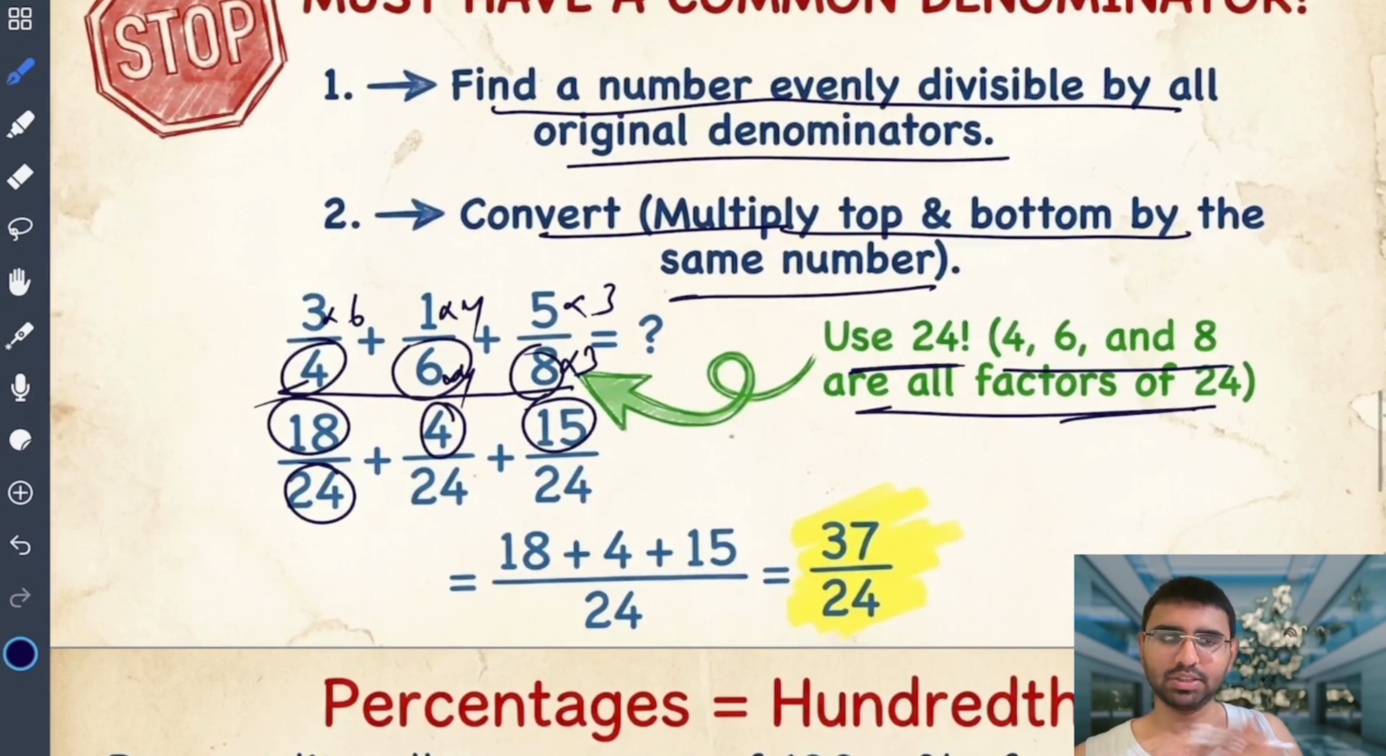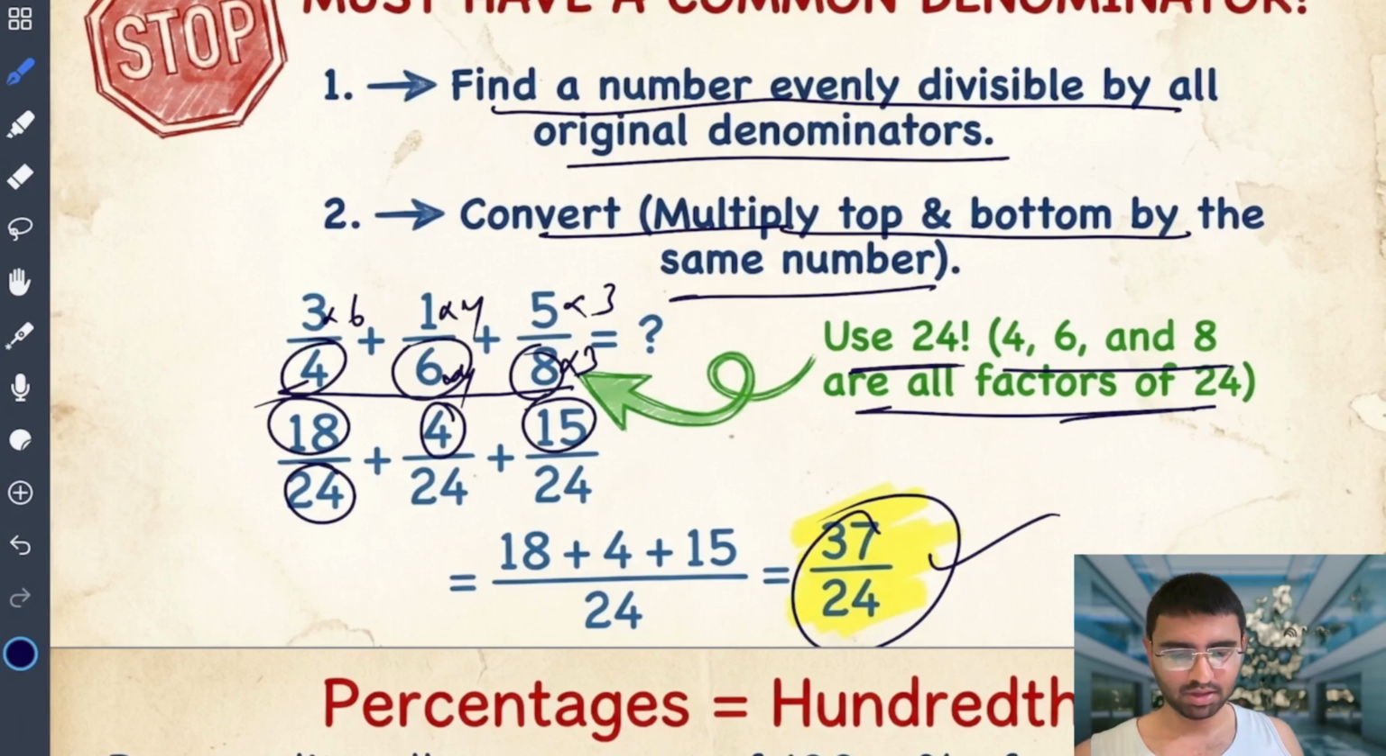Now we can simply add 18 plus 4 plus 15 divided by 24, which gives us 37 by 24, because the denominator is the same.